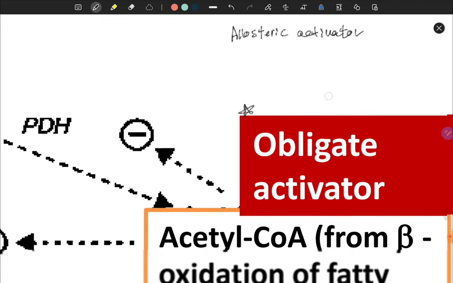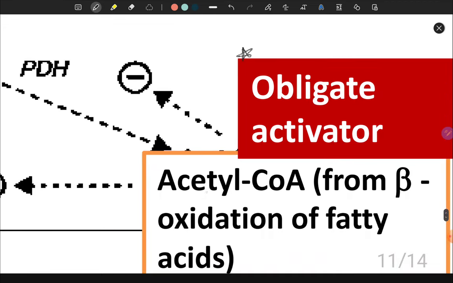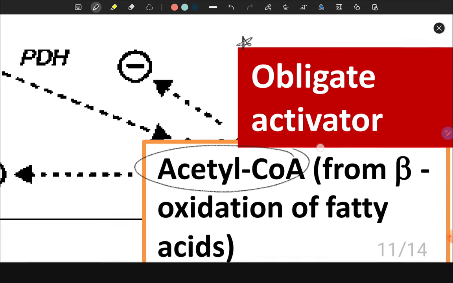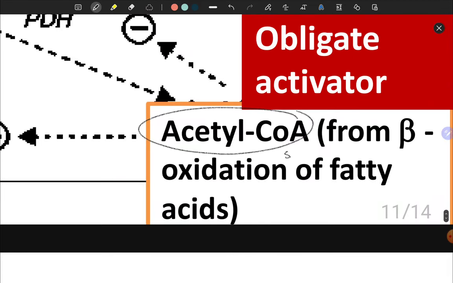Obligate means mandatory. Here the obligate activator of pyruvate carboxylase is acetyl-CoA. It should be present in order for this enzyme to work.